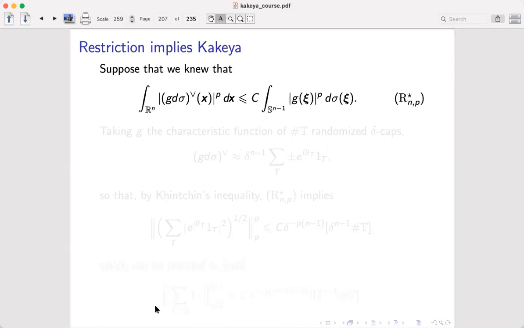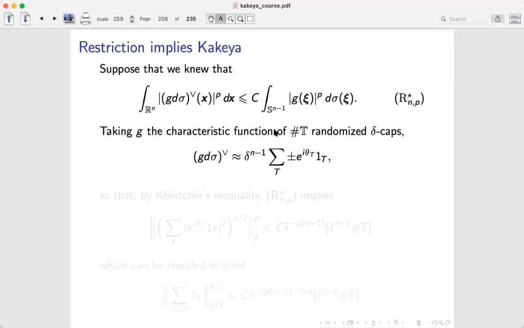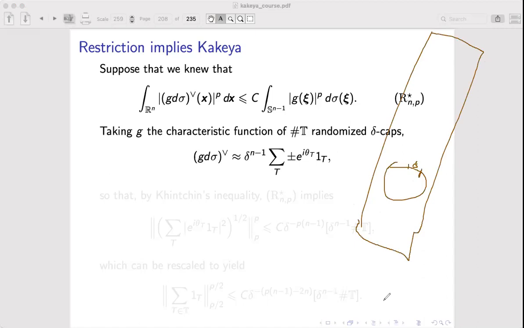So now I'd like to tell you why this restriction conjecture implies the Kakeya conjecture, because then you see why it's possible to use the same arguments as before. The point is, if you take this G to be characteristic functions of delta caps on the sphere, then these are like the delta caps from before. So here is the sphere again, and we're looking at a delta cap. This distance is delta. If you take the Fourier transform of that cap, it looks like this big tube, delta to the -1 by delta to the -2.